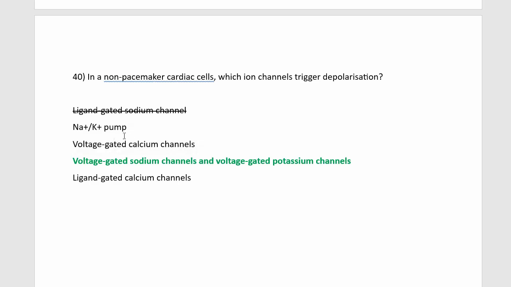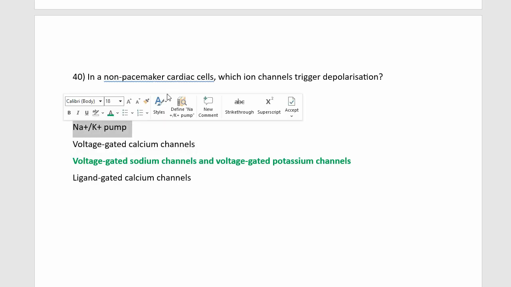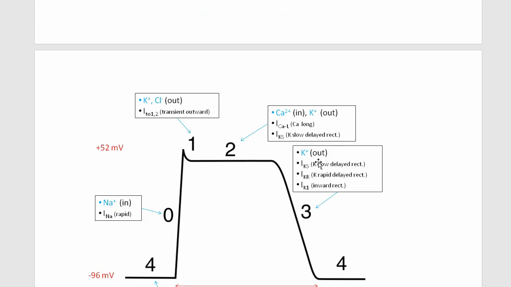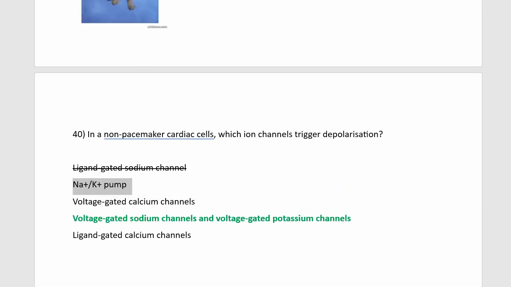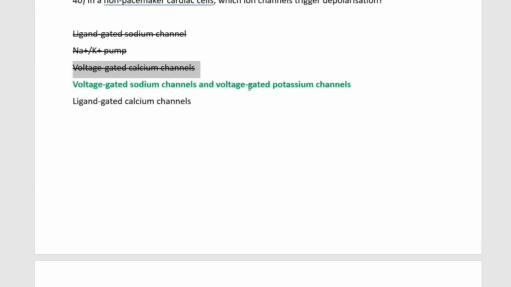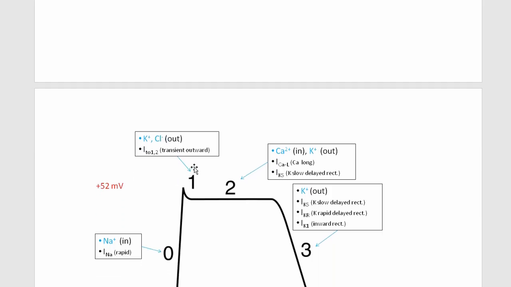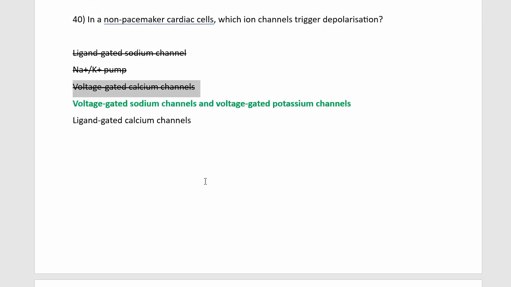Sodium-potassium pump. These function during the repolarization phase, so around this phase. They remove 3 sodium molecules out of the cell in exchange for 2 potassium molecules. So that's not implicated in the depolarization phase. Voltage-gated calcium channels are not in the depolarization phase. You can see they are implicated during the plateau phase, not during that. So calcium is implicated more during phase 2, not phase 0.